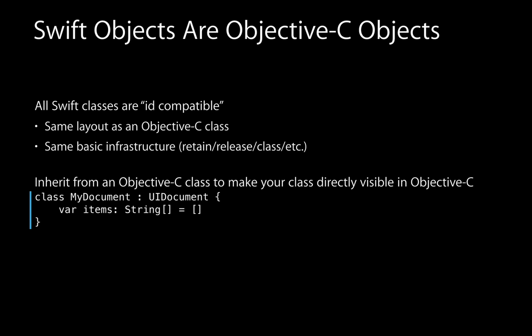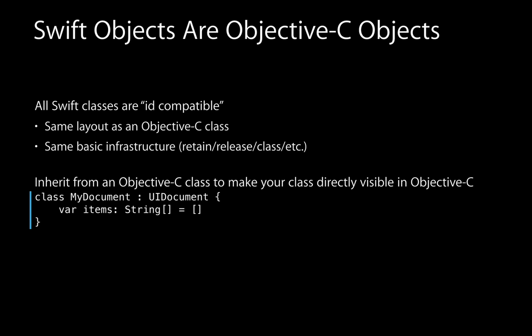Now, if you really want to make use of your classes from within your Objective-C code, well, then you should inherit from an Objective-C class, whether it's NSObject or some other class. And this is going to expose your class to the Objective-C world and make all the things you write in Swift available also to your Objective-C code.